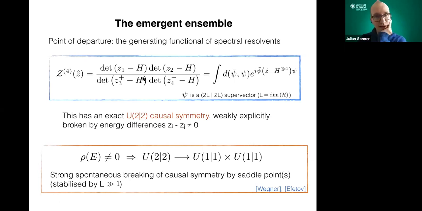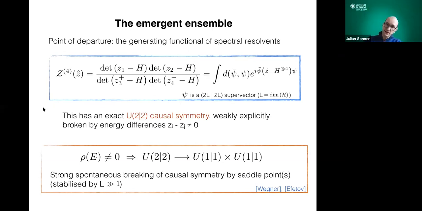And I can make that explicit by doing a trivial rewriting of this. I can basically write the determinant of Z1 minus H as a path integral over a set of fermions, with the kernel being just Z1 minus the Hamiltonian, okay? So what I need is to introduce fermions for this determinant, fermions for this determinant, bosons for this determinant, and bosons for this determinant. In other words, I need to introduce a superfield, a supervector. And to be specific, if the dimension of the Hilbert space is L, then in order to exponentiate this ratio of determinants, I need a 2L/2L supervector. And so I'm writing a path integral that just gives me this ratio of determinants.